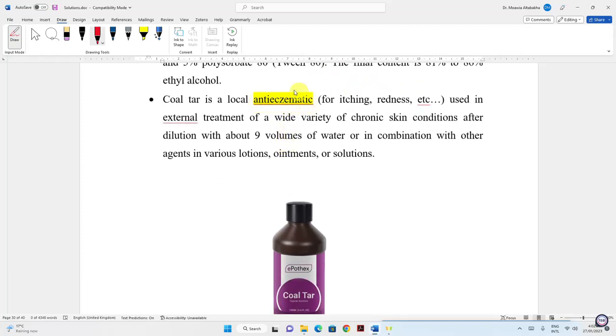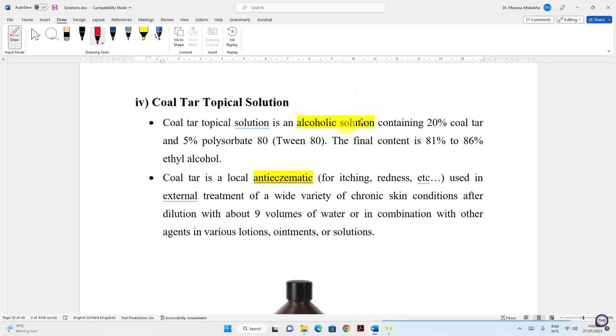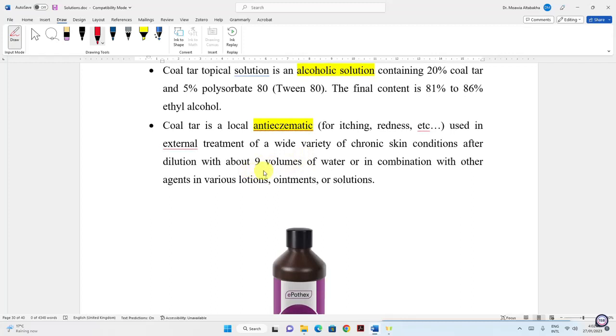What is it used for? It's anti-eczematic, for skin allergy, when there is redness, itching, etc. In this case, you will dilute the topical solution of coal tar with 9 volumes of water and apply it either as such or in combination with other agents in lotions, ointments, etc.